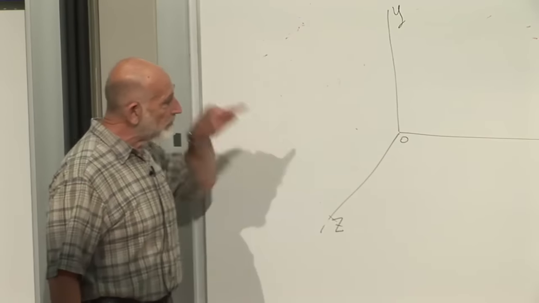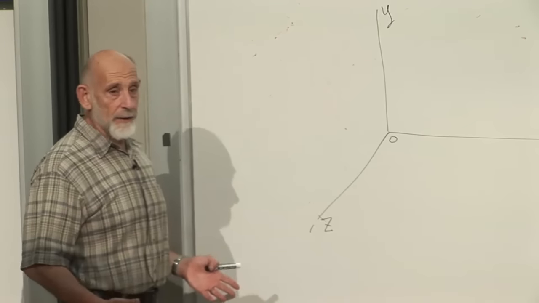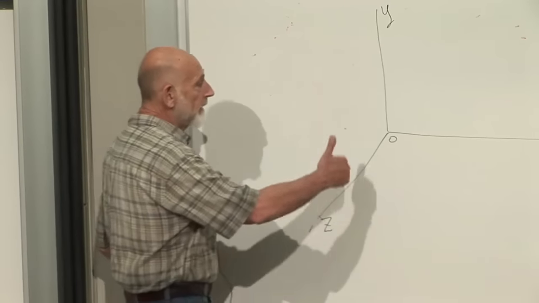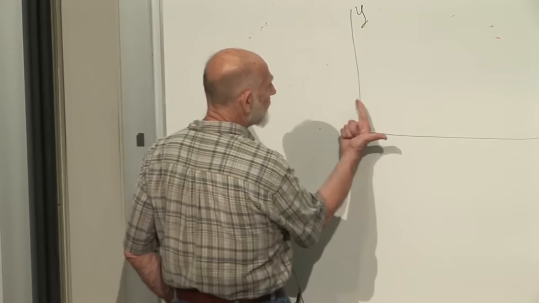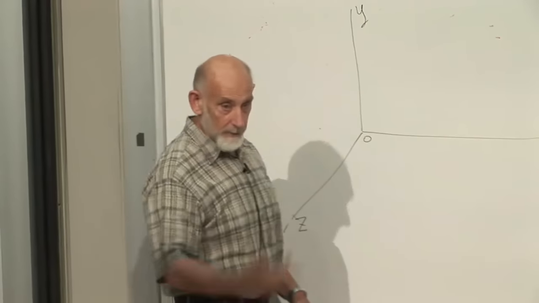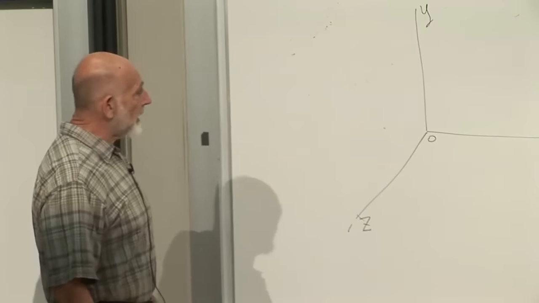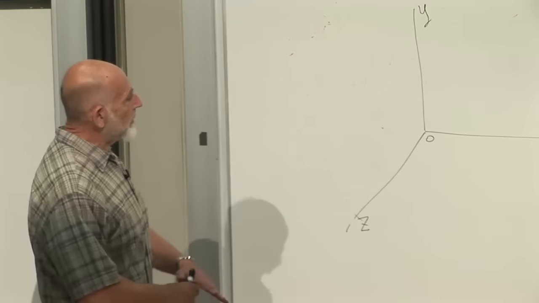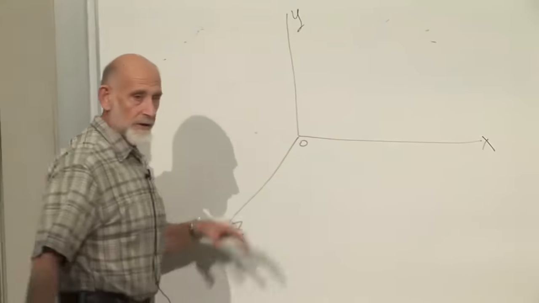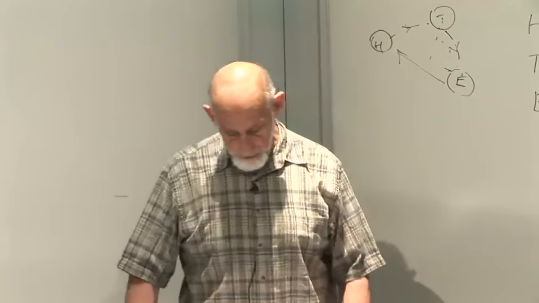Is z pointing out of the blackboard, or is it pointing into the blackboard? And we settle on that by a rule. It's a convention. It's arbitrary, the right-hand rule. If we take our thumb and our index finger, thumb along x, index finger along y, then z is the direction of the middle finger. Right. So that's the right-hand rule. And it selects out this coordinate system from the other one where z goes in the other direction. Okay. So that's the idea of a right-handed coordinate system.